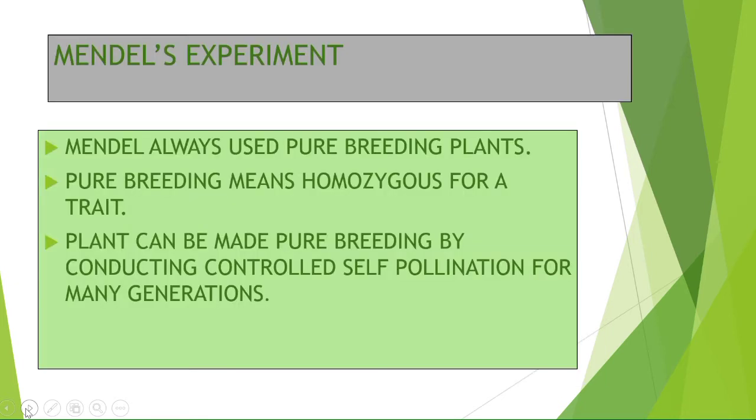He crossed a variety of pea plants carrying particular trait of a character with another variety having a contrasting trait of the same character. Mendel always used pure breeding plants. Pure breeding means homozygous for a trait. Plants can be made pure breeding by conducting controlled self-pollination for many generations.